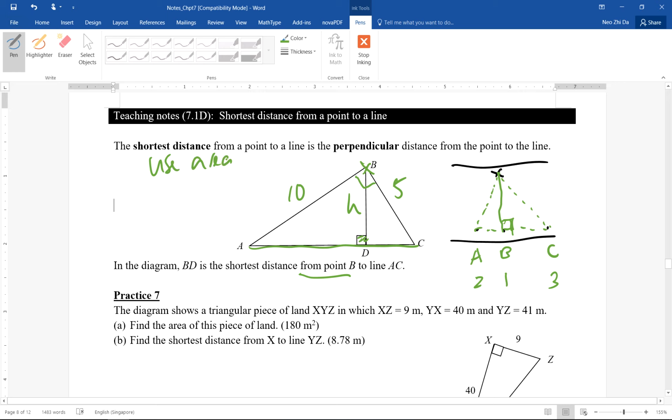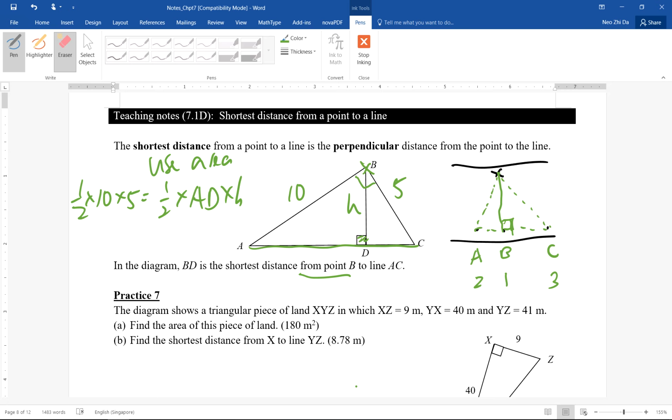So now I'm going to take the Chigo worksheet. I want you to use AB as 10, BC as 5. I want you to go and find the shortest distance H now. So the proper working should be half times 10 times 5 equal to half times AB times your shortest distance, which is H. You need to find AD. How to find AD? Pythagoras theorem. So I will erase this portion here to do the working.